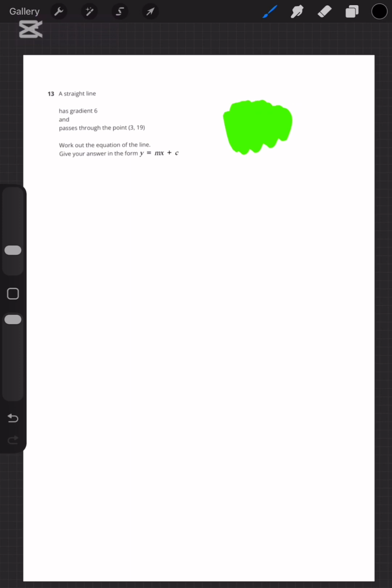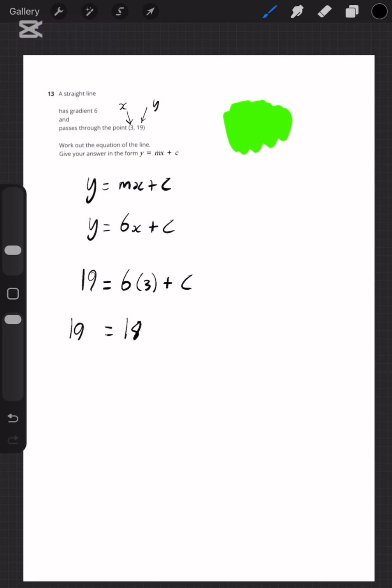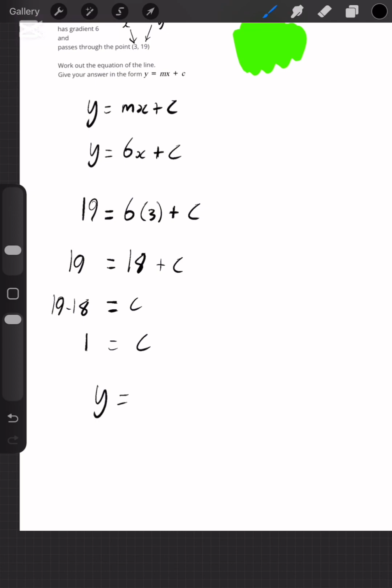So actually this question is easier than the one we did before because you're already given the gradient. So we know that the gradient is 6, and all we need to do is take the coordinates we're given, sub them into our equation, and use them to find c. There we go. Not too difficult. Move the 18 over to the other side, and we get 1. c is equal to 1. And our equation is y equals 6x plus 1.